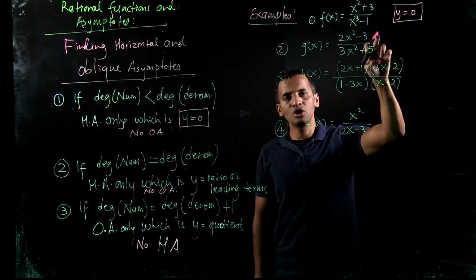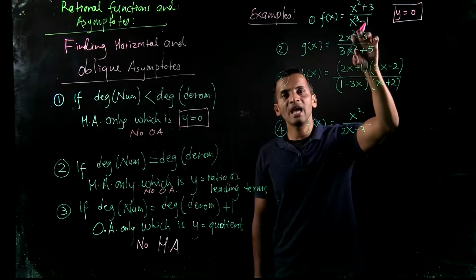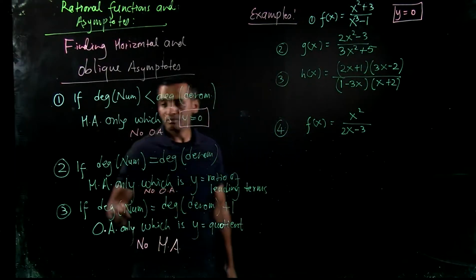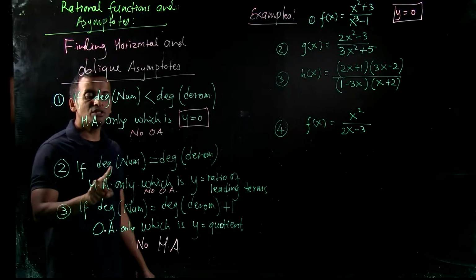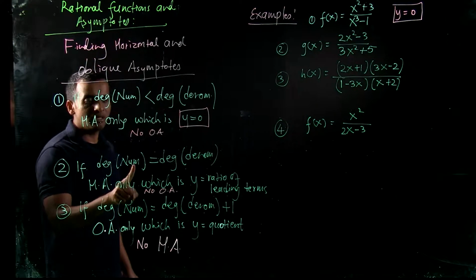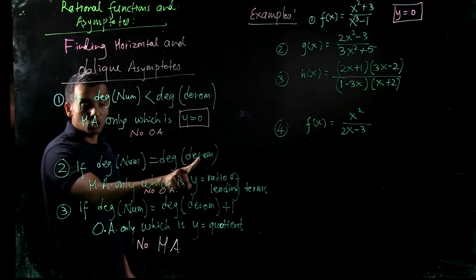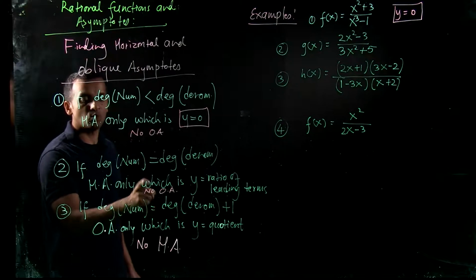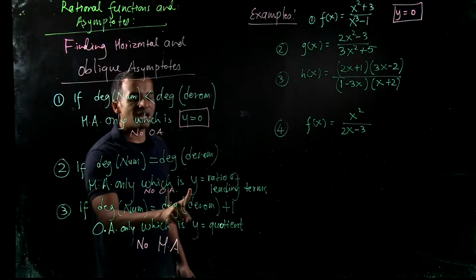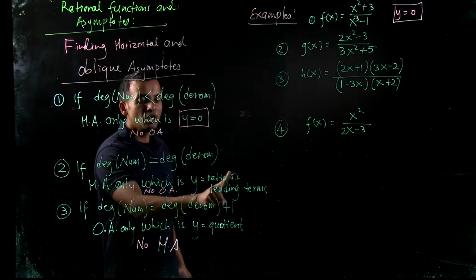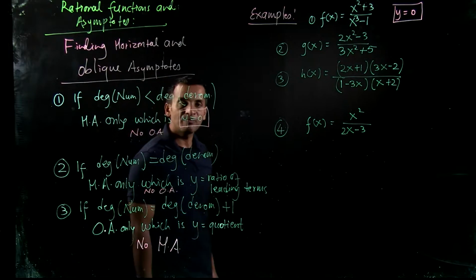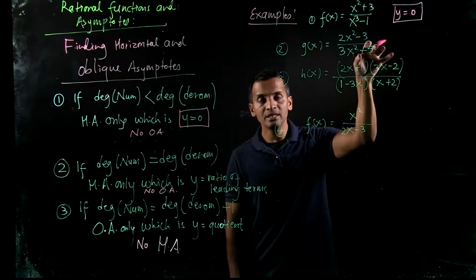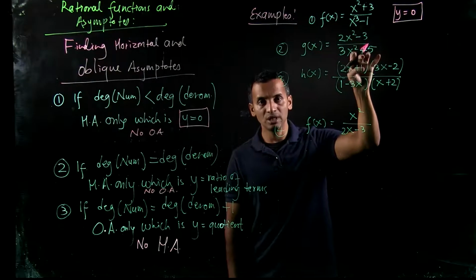How about the second problem? The degree of the top is 2 and the degree of the bottom is 2. They have equal degree, so we cannot use rule number 1. Let's go to rule number 2. Rule number 2 says that if the degree of the numerator is equal to the degree of the denominator, then there will be just a horizontal asymptote, no oblique asymptote, and that will be given by y equals the ratio of the leading terms.